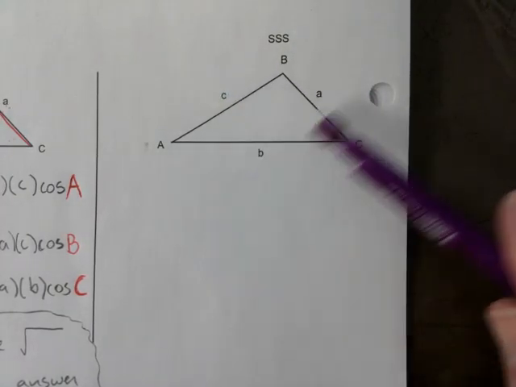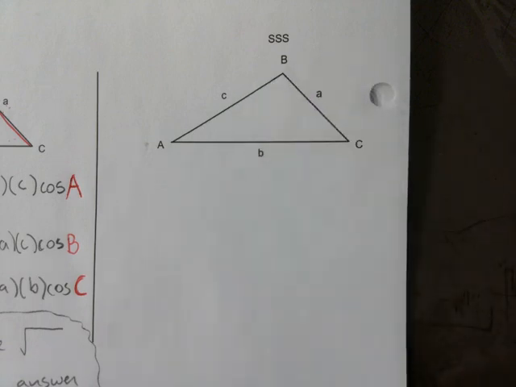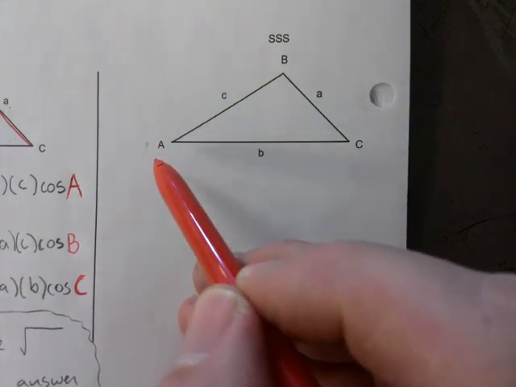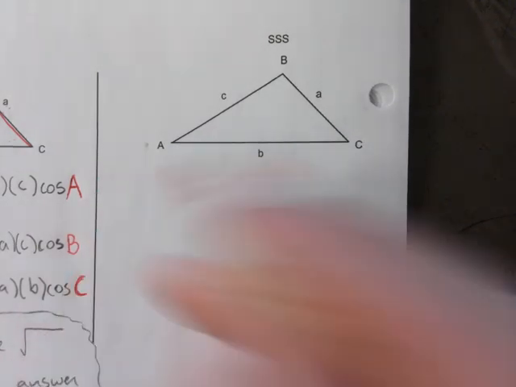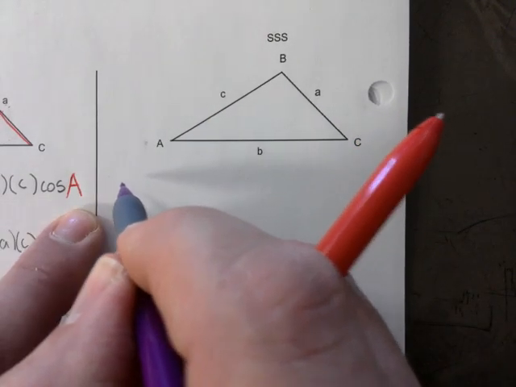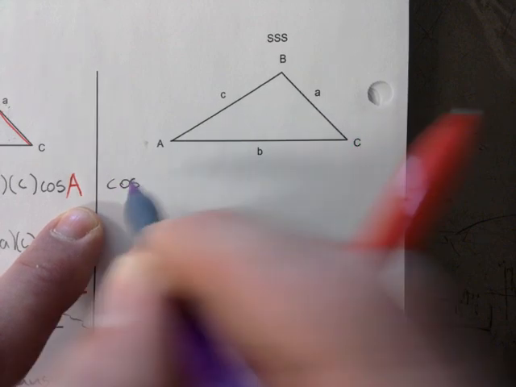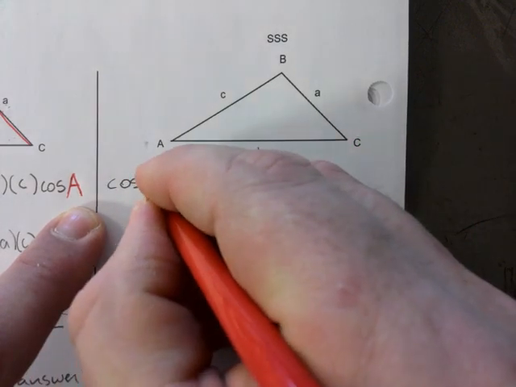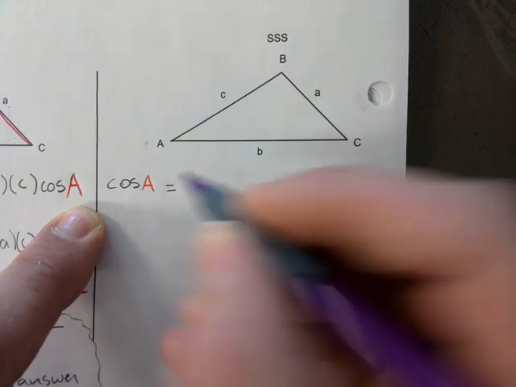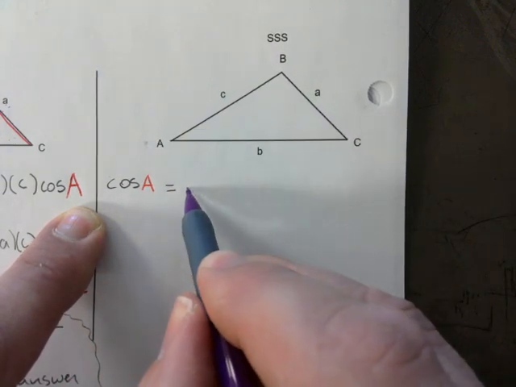There you go. Side, side, side. That means you know all 3 sides. You get to pick which angle you want to find. You get to pick, right? So I'm going to pick, I want to find A first. So this is how you start. Watch this. It's a variation of this formula right next door here. Cosine of A, you're going to start with that, is equal to, make a long line like this.